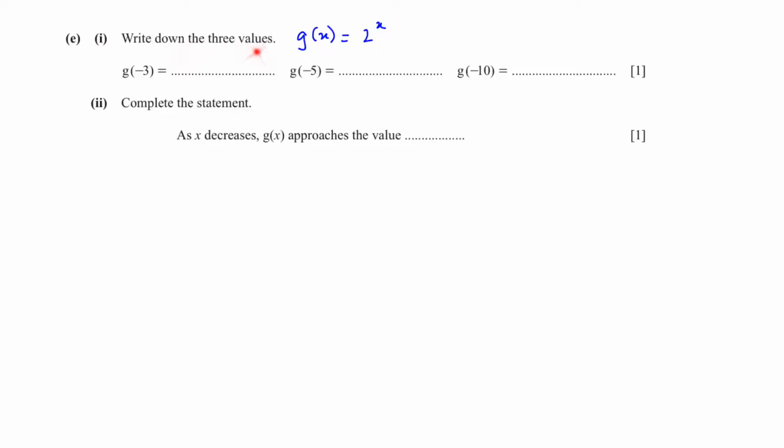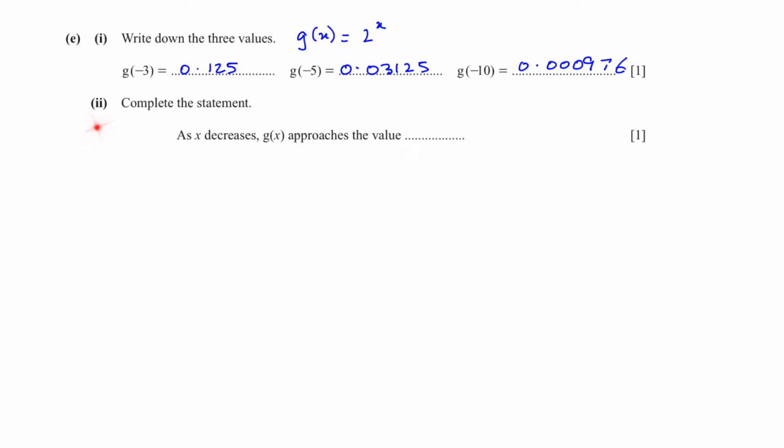A1, write down the three values, g of negative 3, g of negative 5 and g of negative 10. It means we have to replace the x with these values. So 2 to the power of negative 3 will give us 0.125. G of negative 5 means when x is negative 5, so 2 to the power of negative 5 is 0.03125. And g of negative 10 will give us 0.000976.